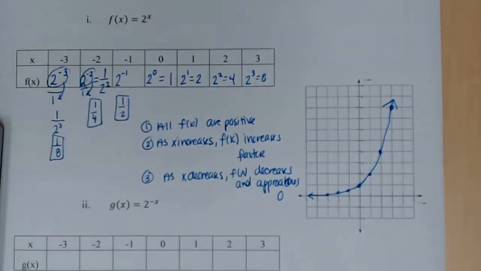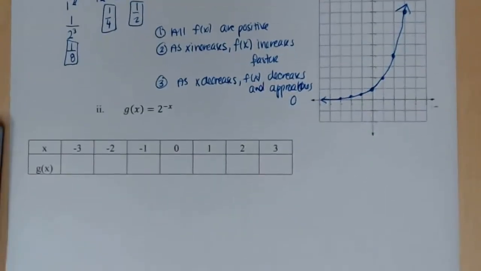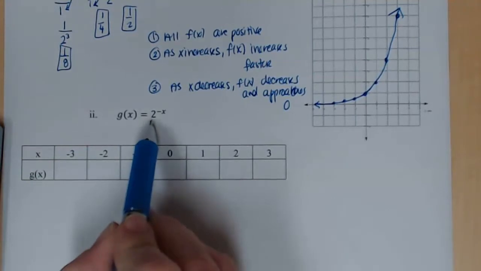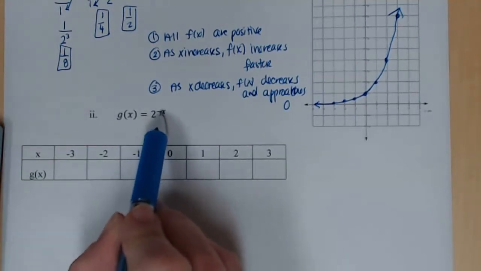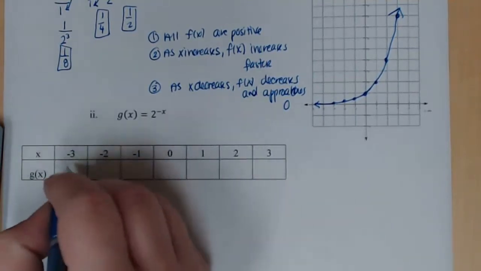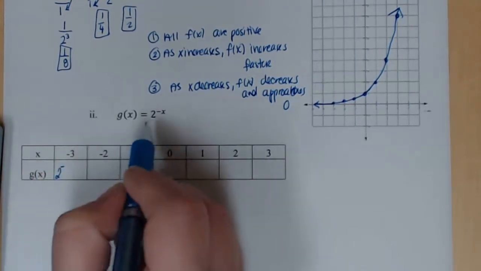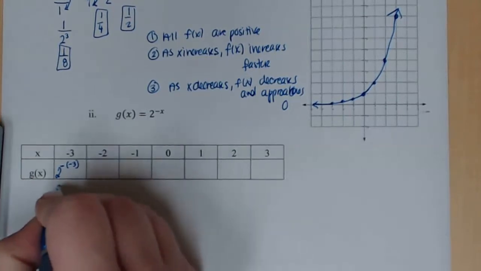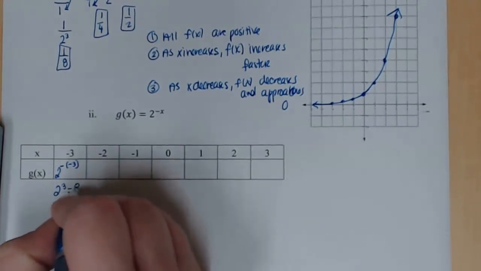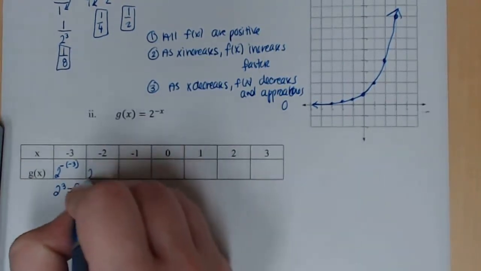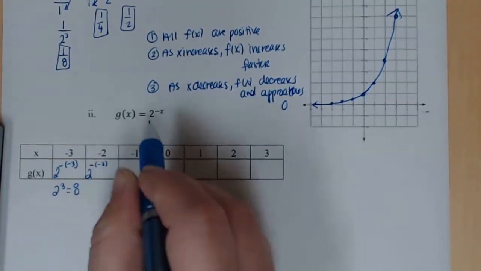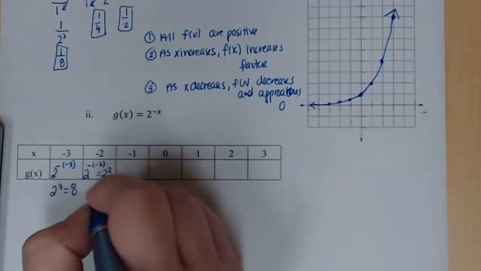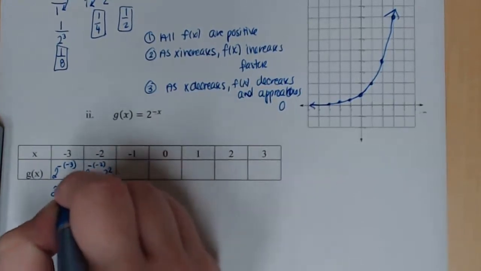Okay, so we got our feet a little wet with that one. Let's do this next one. I'm going to do a similar approach here. So now we're plugging into 2 to the negative x. I just want to see what happens when we have that negative right there. So 2 to the negative, negative 3 from the x. Well, that's just 2 cubed, so it's 8. And then 2 to the negative, negative 2, again negative from the formula, negative from the x, so that gives me 2 squared, which is 4.